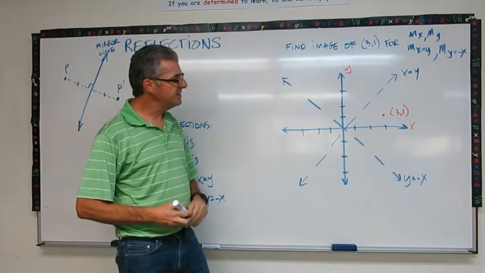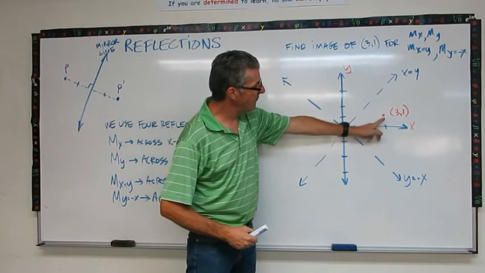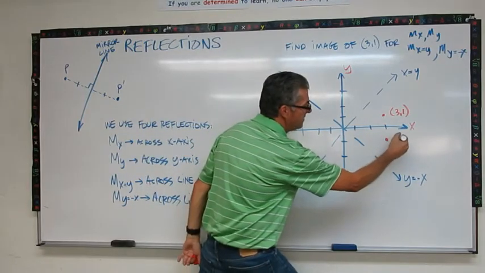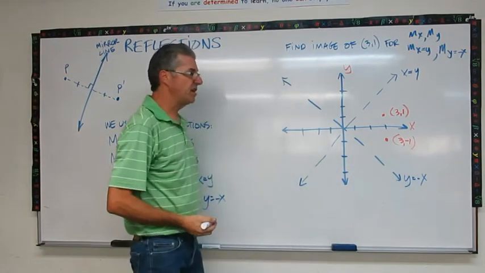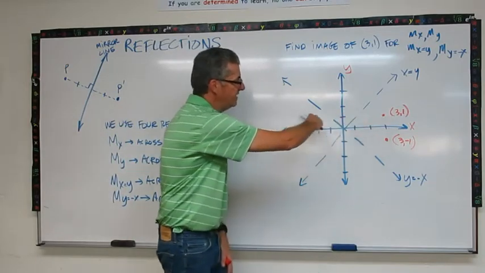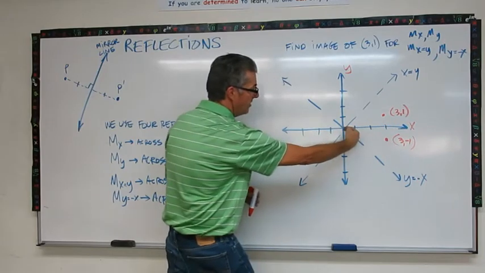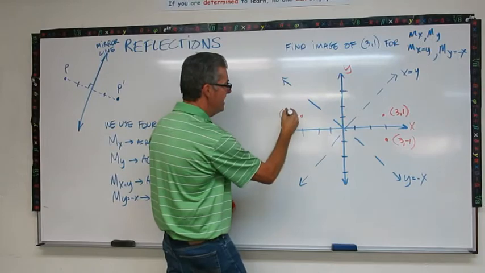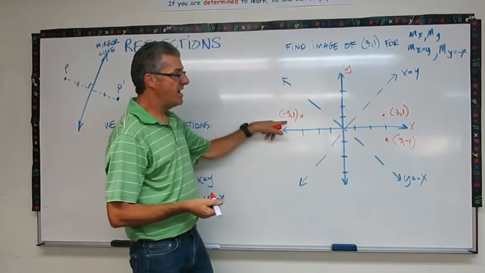Okay, let's do the simplest one first. Let's reflect it across m sub x. It's 3 over and 1 up. So to reflect it down, we're just going to go 3 over and 1 down. So this is going to be 3, negative 1. Okay, that's our first reflection. Second one, also the easier one, is to reflect it across the y-axis. I'm 1 up, 3 this way, so now I'm going to go 1, 2, 3 that way, but still be 1 up. So this is going to be negative 3, 1. So that's reflecting across the y-axis.